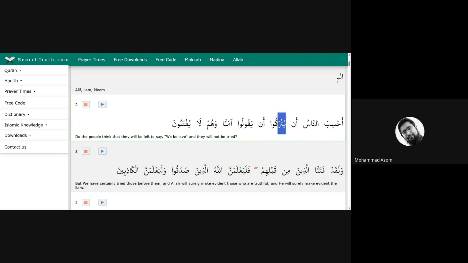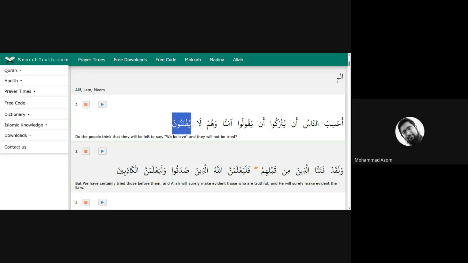But for example, this one, yutraku. You don't know about an, we'll talk about an later. Yutraku. So it's ya beginning, and it was actually yatrakuna. You can see the wa, the noon, and alif is also there, but the noon was missing. So this is a hum version. Obviously you know a hum. La yuftanuna, it's easy.